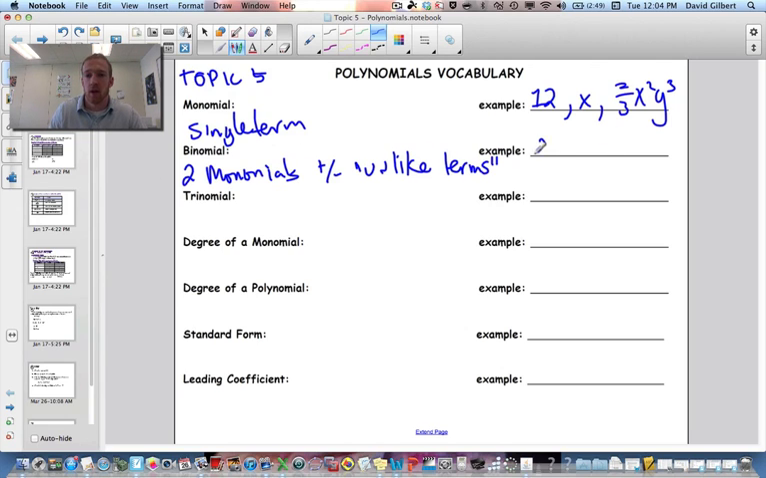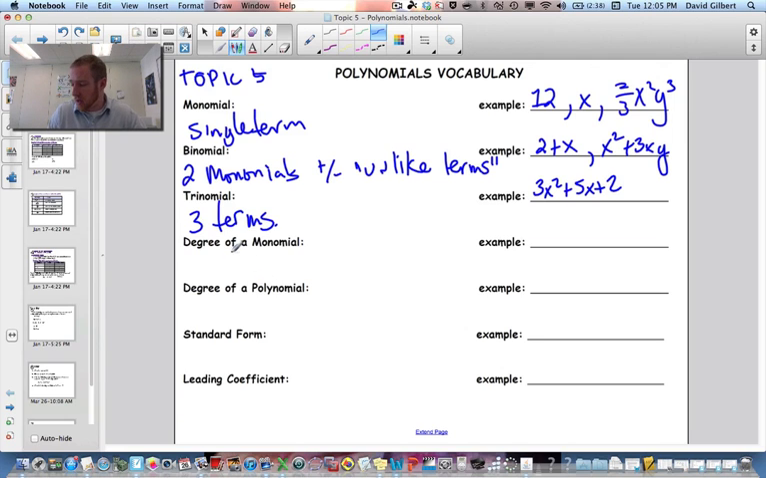So it could be like 2 plus x. We can't combine those. Or it could be like x squared plus 3xy. Those have different variables and different exponents, so you can't combine them. Those are binomials. A trinomial is something that is three terms, or three monomials. Each monomial is referred to as a term. So that would be like 3x squared plus 5x plus 2. Those are the kinds of things we'll be very familiar with.